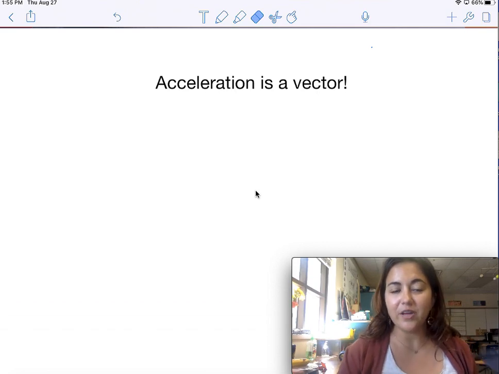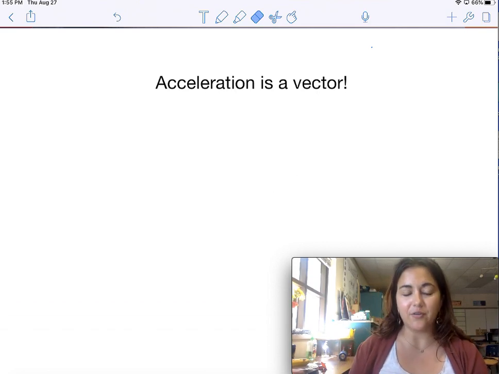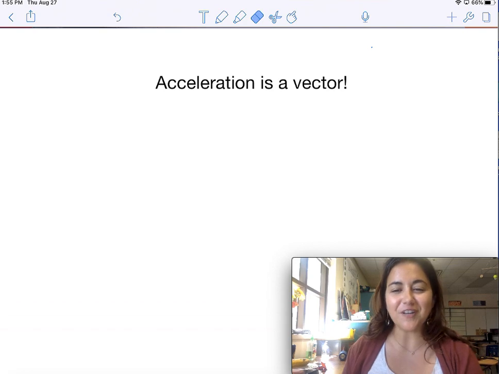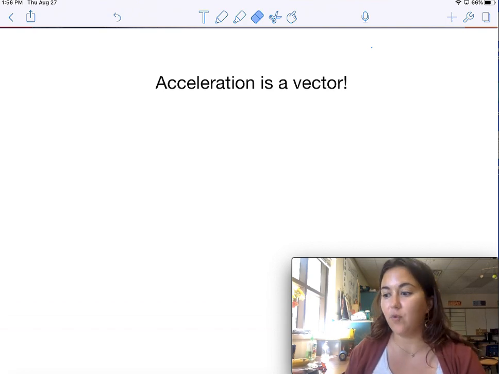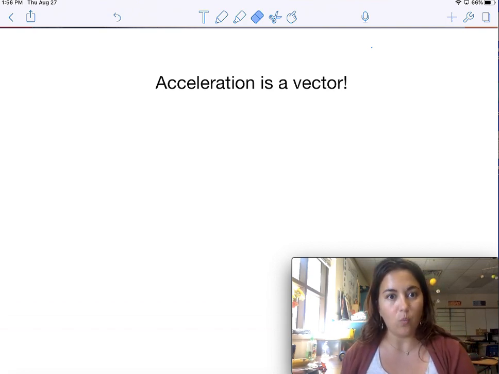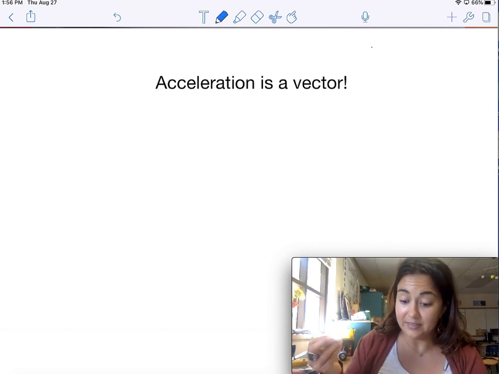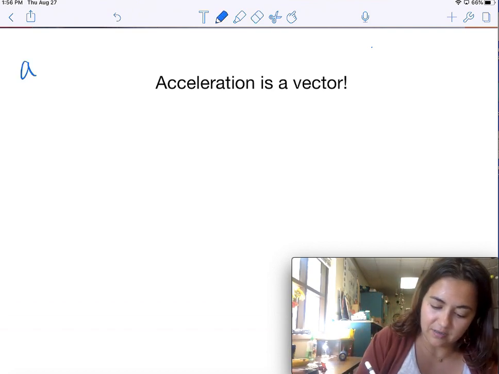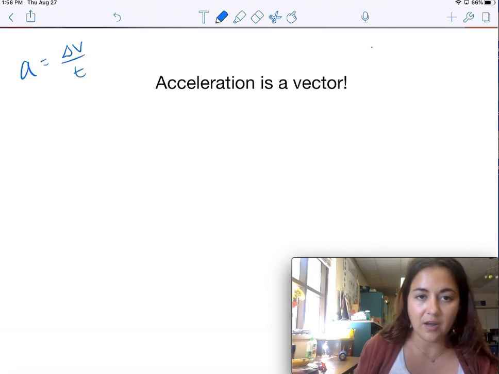Y'all, today we are continuing our discussion of acceleration. Hopefully you watched the first video, the average acceleration video, where we talked about what acceleration was, and that is a change in velocity. So I'm going to write the shorthand version of the equation: change in velocity over time.